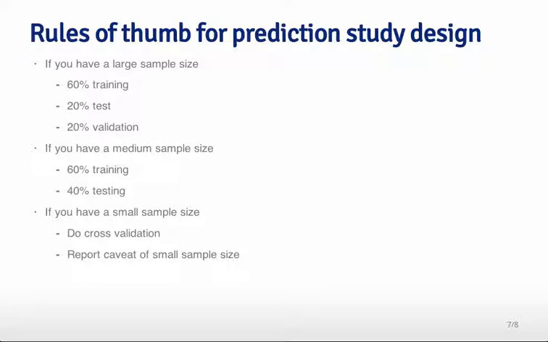Finally, if you have a very small sample size, first of all, you might reconsider whether you have enough samples to be able to build a prediction algorithm in the first place. But suppose you're dead set on building a prediction or machine learning algorithm, then the idea might be to do cross-validation and report the caveat of the small sample size and the fact that you never got to predict this in an out-of-sample or testing data set.